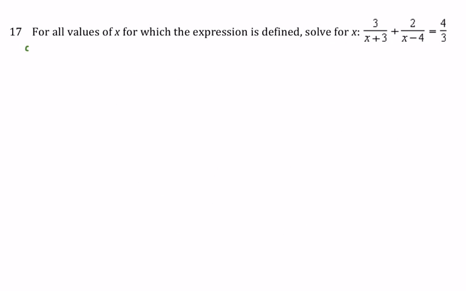What's the common denominator here? It is in fact both of them, x plus 3 and x minus 4. So we're going to multiply by all three denominators, to each term, and see how everything cancels out.